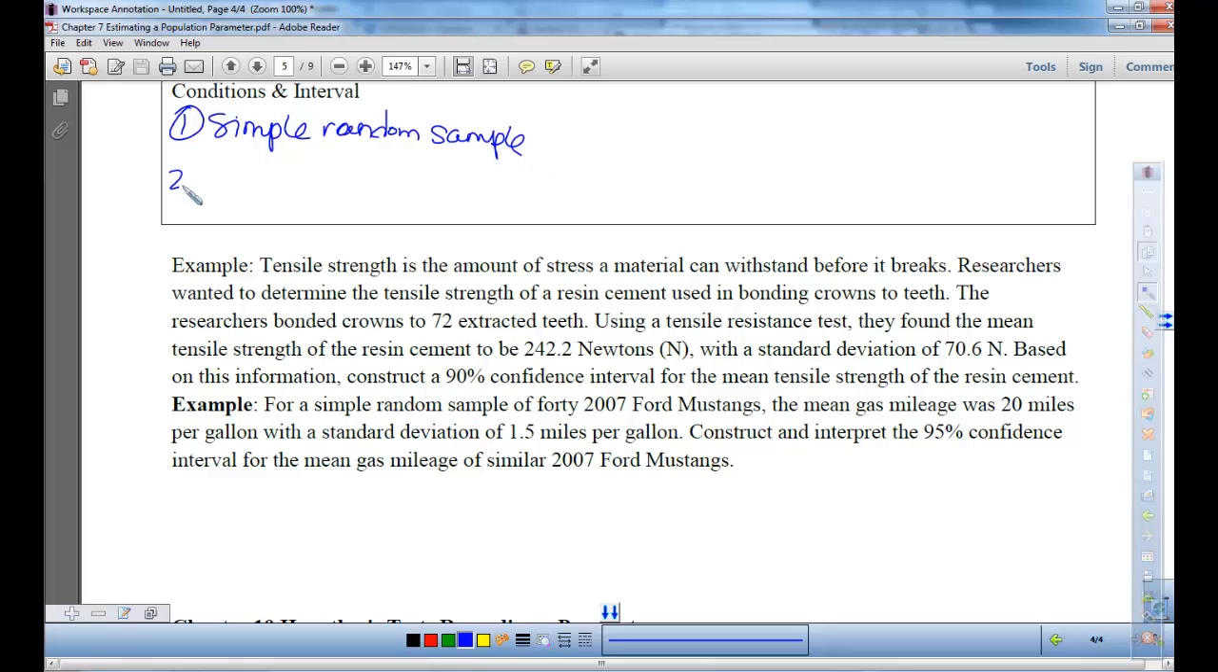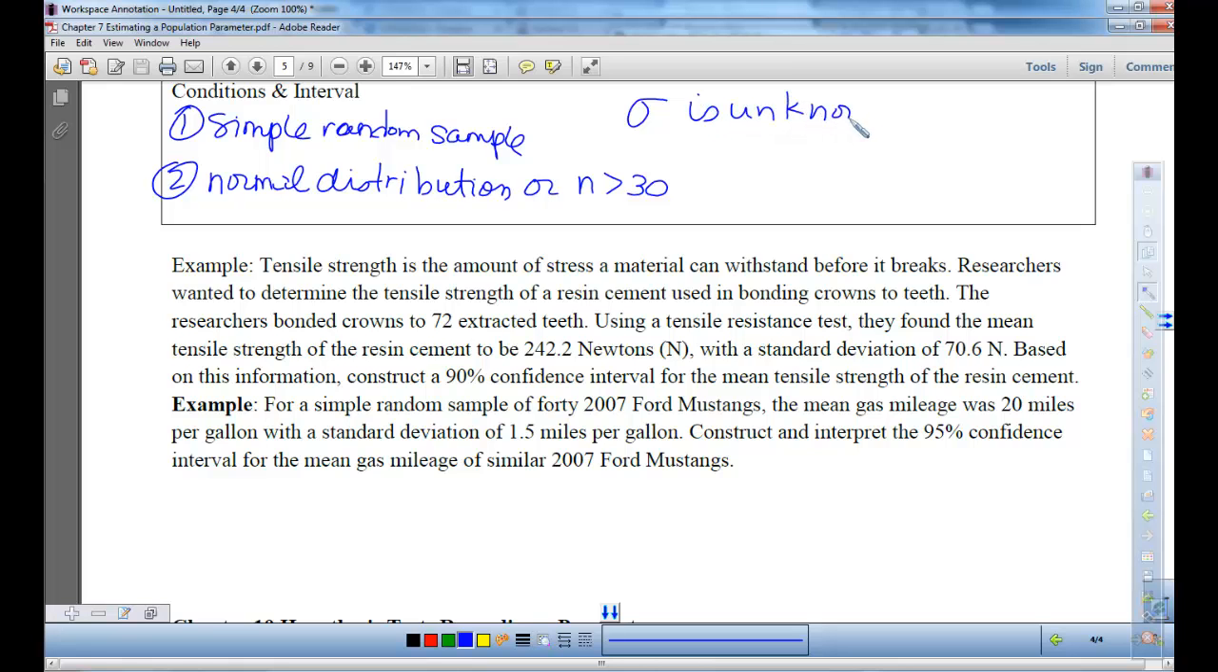We've got either a normal distribution or n is greater than 30. And most importantly, sigma is unknown. And so we're going to use a t-distribution, but it looks almost exactly the same.